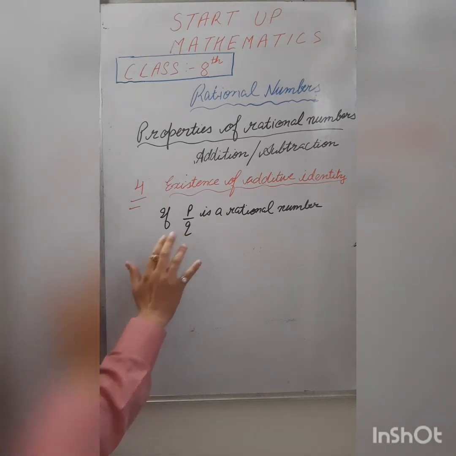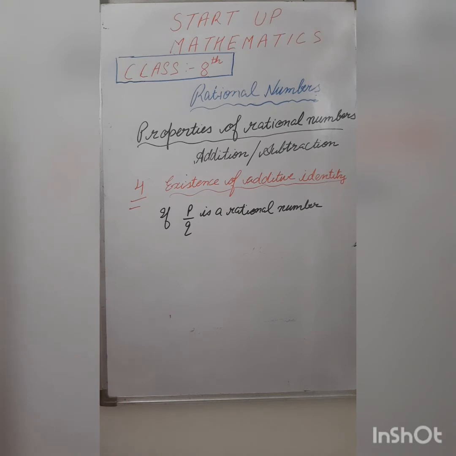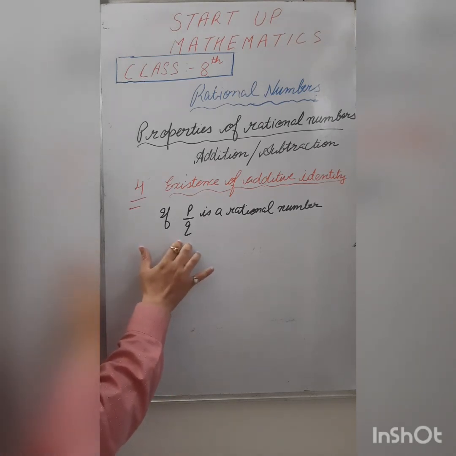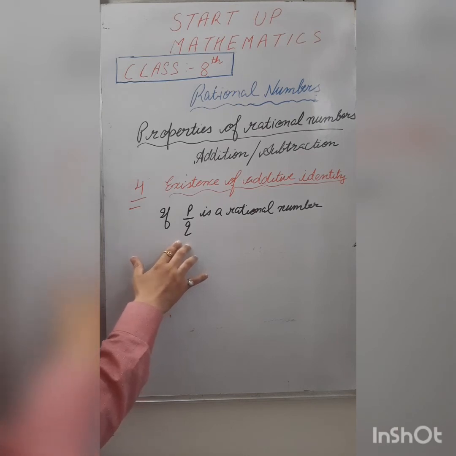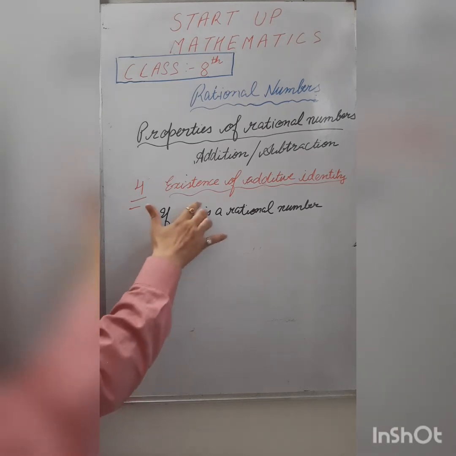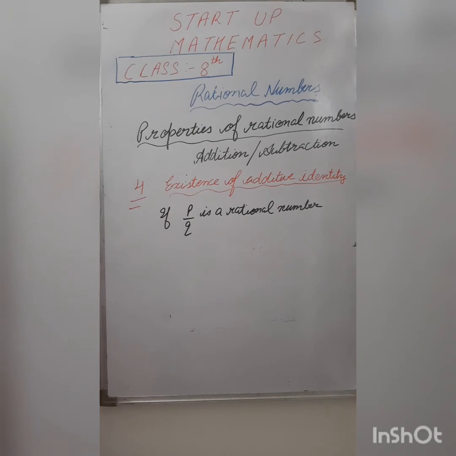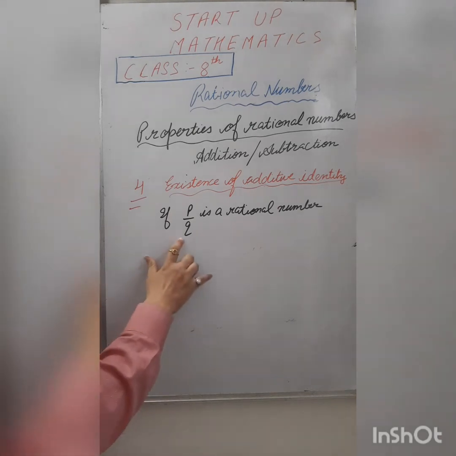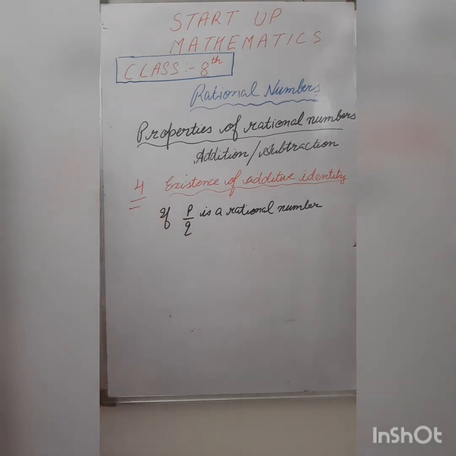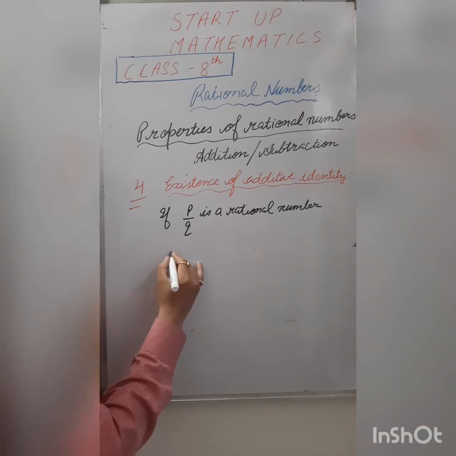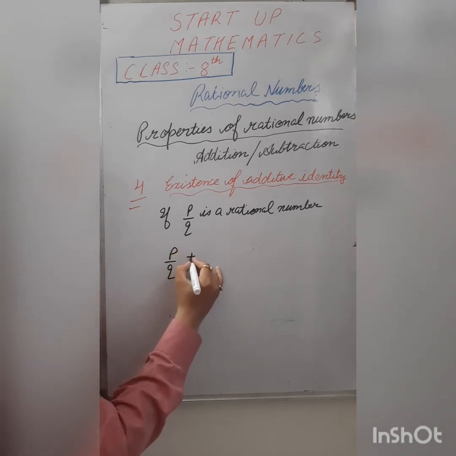Means what number should we add to p by q so that the answer will remain p by q, that is again a rational number? So what should we add? We have to add a rational number so that the p by q remains the same. So this p by q should not be affected, its value should not change. So what do we have to add to p by q? Definitely we will add 0.